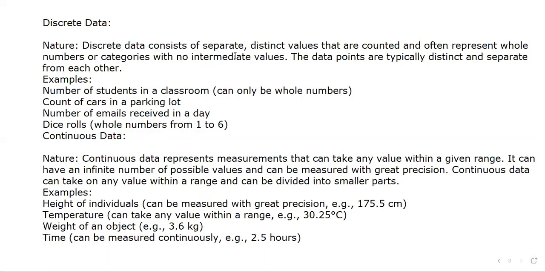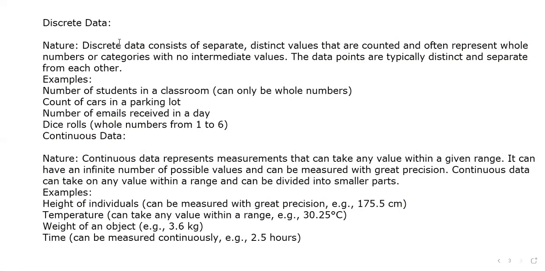It is distinct, the values are countable, they represent whole numbers or categories, they have no intermediate values, like the number of students that are attending this class, the number of cars that are in a parking lot, the number of emails you receive in a day. These are whole numbers. This is under quantitative.